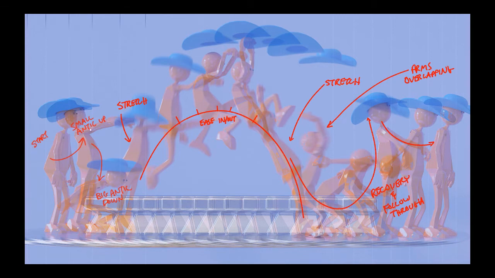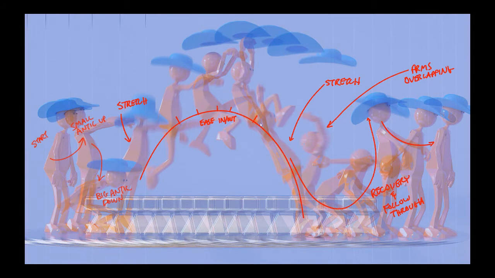But here we can see we have a small anticipation up. We have a big anticipation down as the character kind of coils up, builds all his energy so that he can push himself off into our stretch position. And then we have this kind of easing in and easing out as the character doesn't get as squashed as the squash position, but everything kind of collects at the top of the arc. In actuality, the feet are going to start swinging forward, getting ready for the landing.